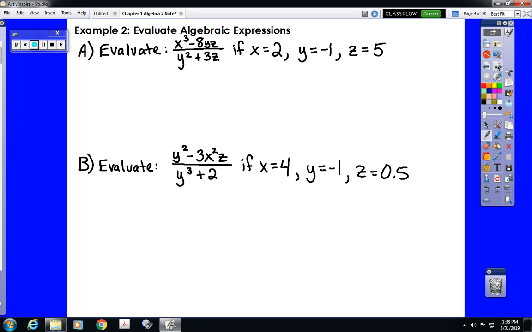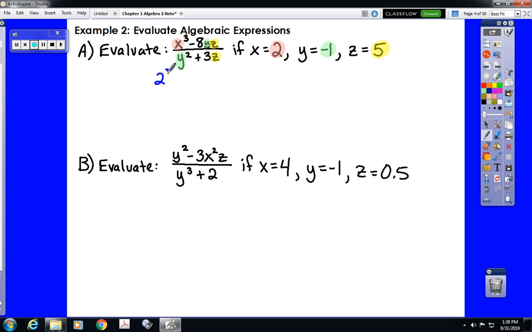So here are some harder ones. There's a lot more going on here. But again, we're going to take that 2 and put it in for x everywhere that x appears. We're going to take that negative 1, and that'll be inserted for both of the y's in the expression. And we're going to take the 5 and put it in for both of the z's. So that would give us the following expression.